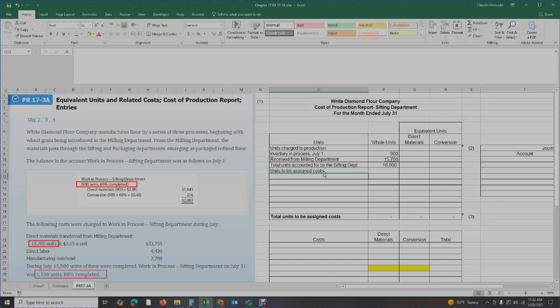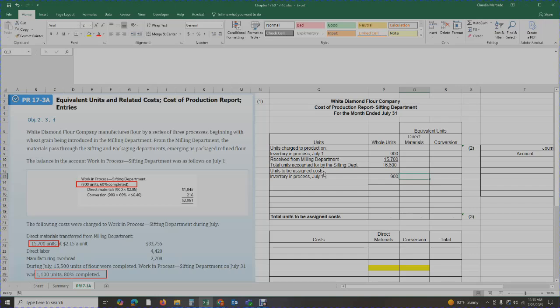Like always, we begin with our inventory in process. July the 1st. So, as of July the 1st, how many units did we have in work in process? According to the problem, we have 900 units. Now, out of those 900 units that we are carrying from last month, how much of that are we going to have any direct materials for purposes of that inventory?